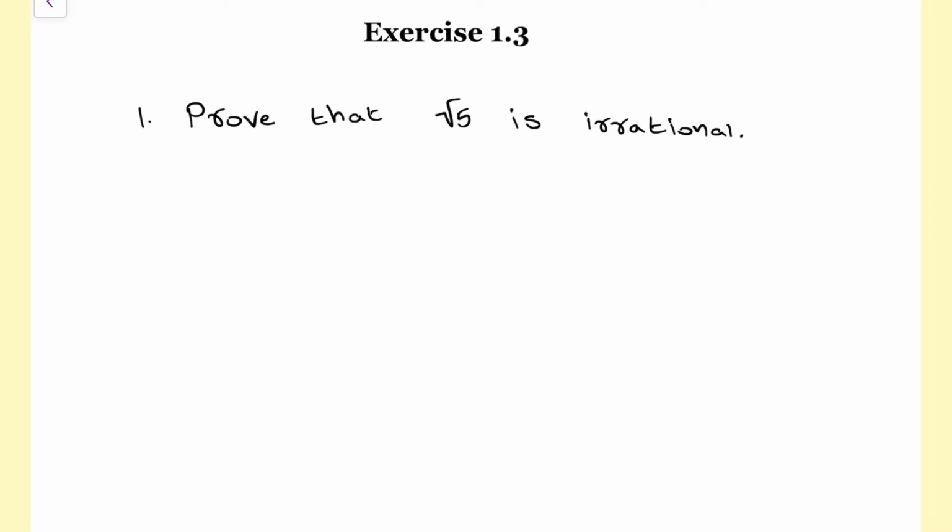In this video, we are going to discuss exercise 1.3 of chapter 1, real numbers. So the first question is, prove that root 5 is an irrational number. This solution we are going to solve by a method called the contrary method, or contradiction.